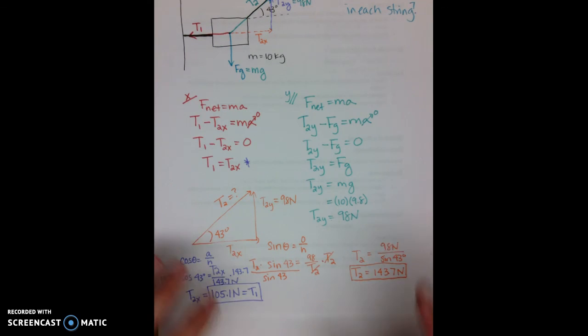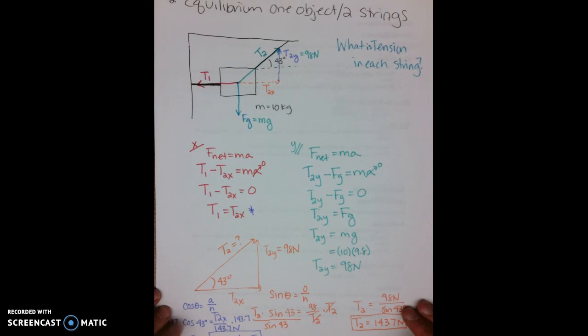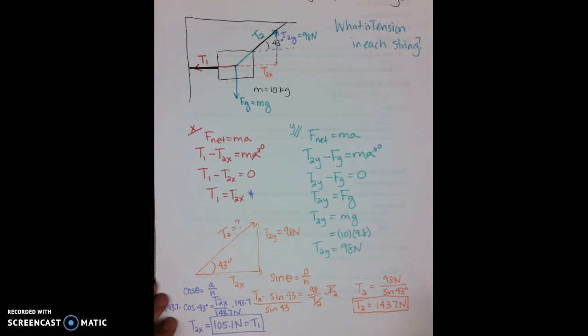And there you have it. You have an equilibrium object with two strings, and you can find the tension in each string.